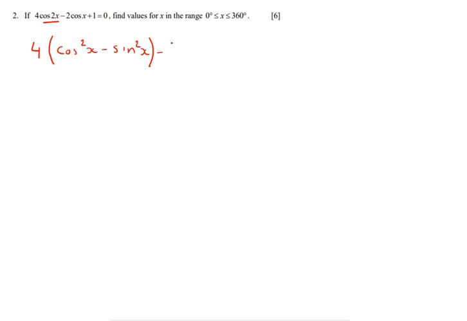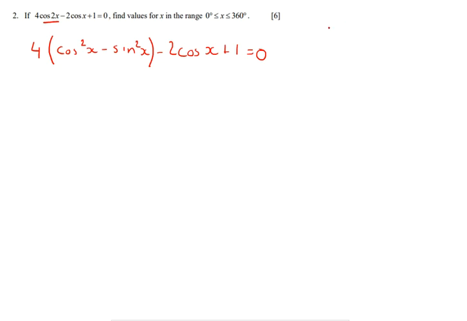Take away the 2 cos x, and then we've got the plus 1, and that equals 0. Now, this is a problem because we still have cos and sine, so we need it all to be in terms of cos. So we probably need to get rid of this sine squared. We're needing to try and remove that, so we can end up taking that as being 1 minus cos squared. Now, we can either remove that straight away, or we can multiply the brackets.